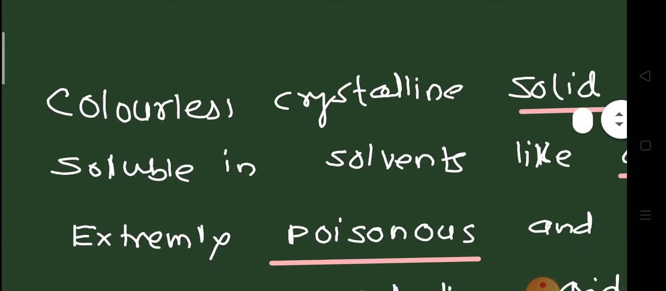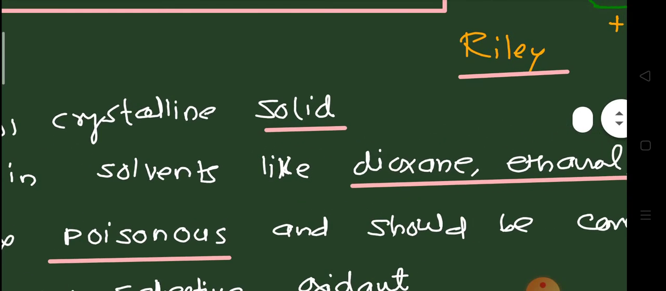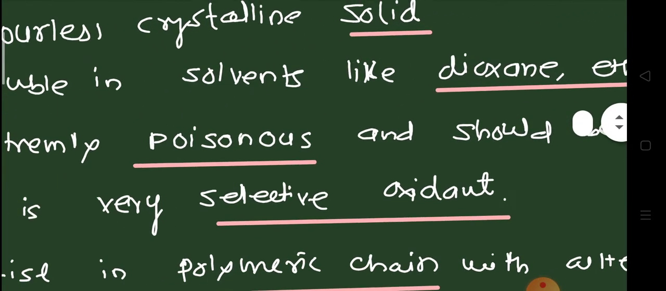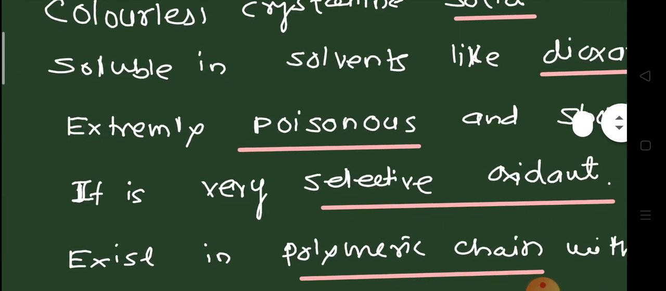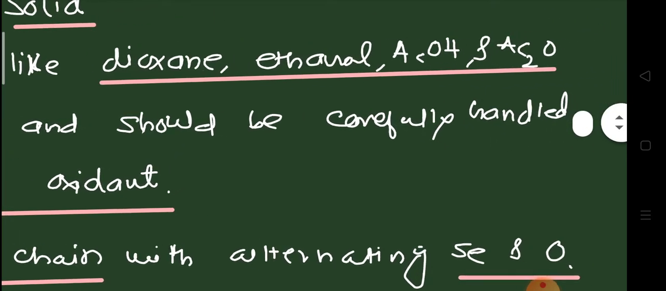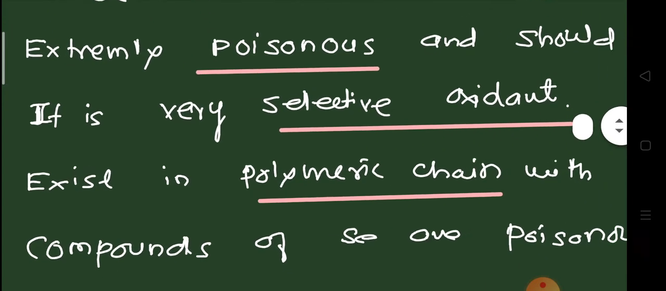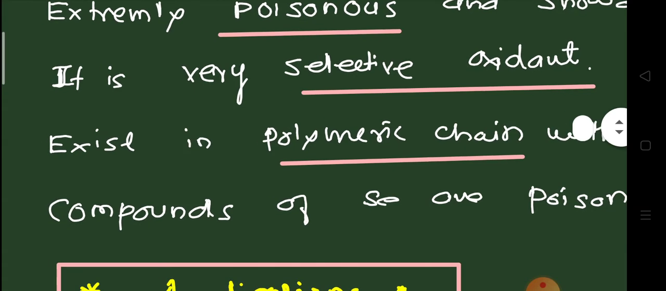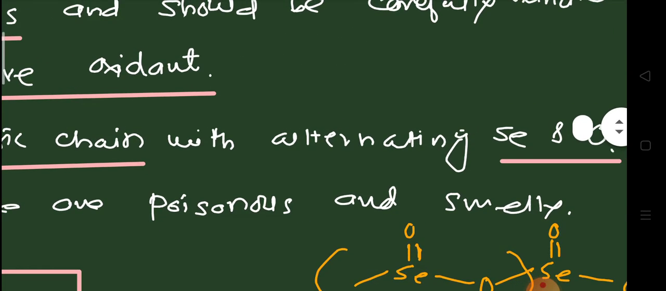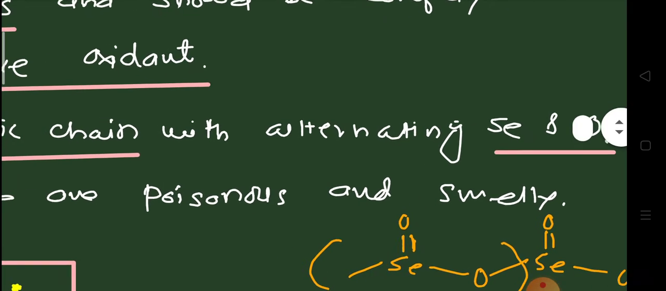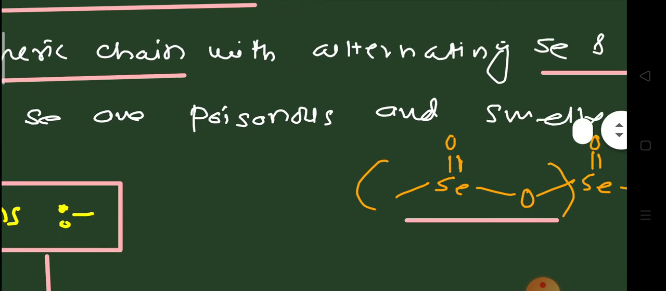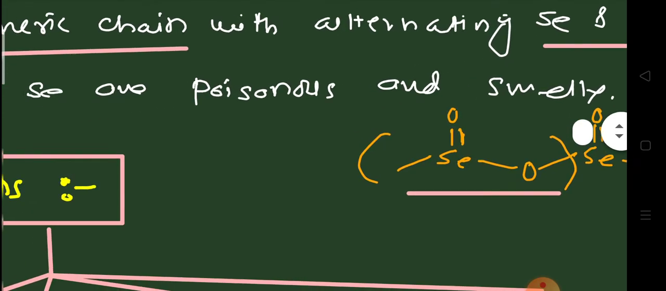Now, we will see some physical properties of selenium dioxide. It is a colorless crystalline solid which is soluble in solvents like dioxane, ethanol, acetic acid and acetic anhydride. This reagent is extremely poisonous and should be carefully handled. It is a very selective type of oxidizing agent. It exists as a polymeric chain with alternating selenium and oxygen linkages, and the compounds of selenium are generally poisonous and have a smell.